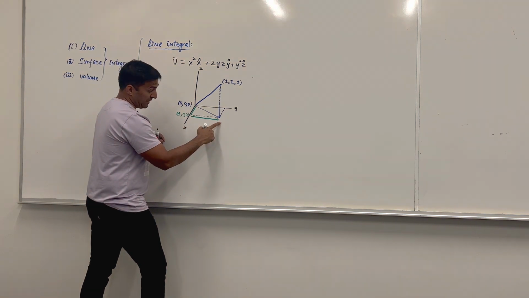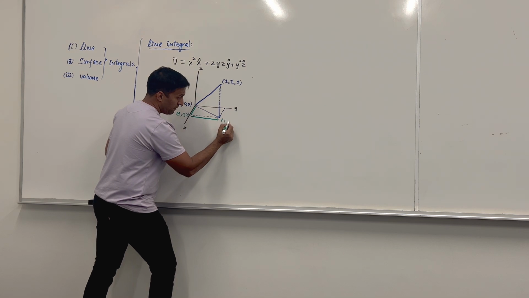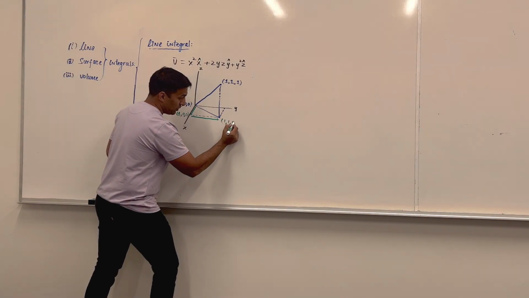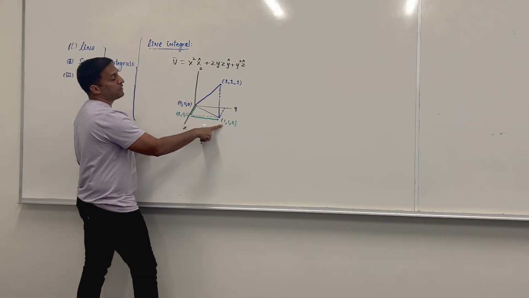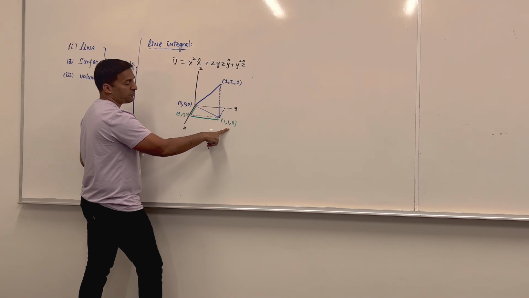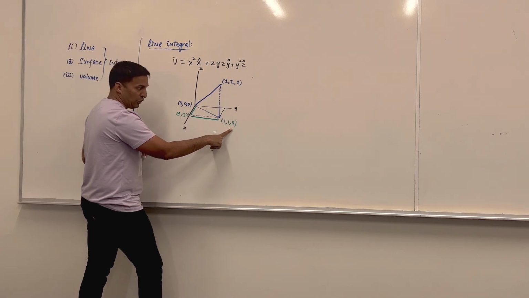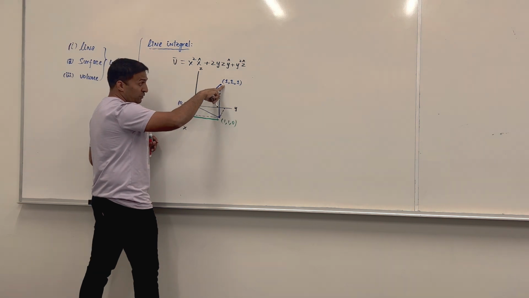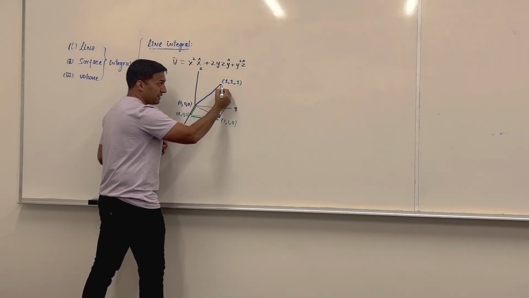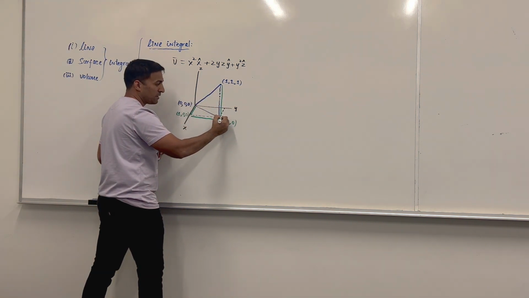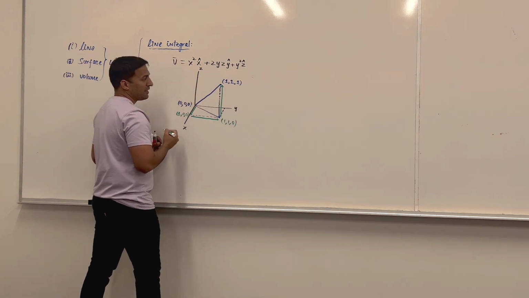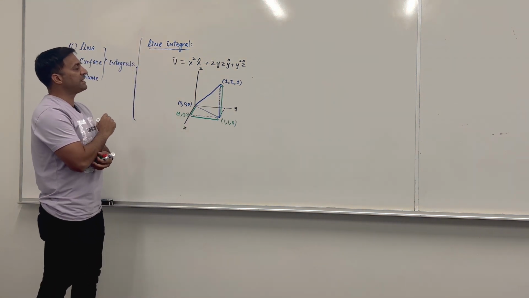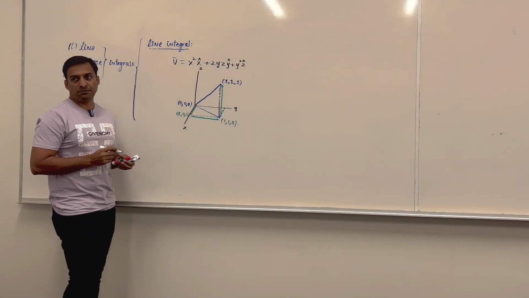Then this point has coordinates 1, 1, 0. So now we are 1 unit away from the x-axis, 1 unit away from the y-axis, but still no distance along the z-axis. We want to get to this point. So the third part of the path will be this one. First we calculate the line integral along this green path.